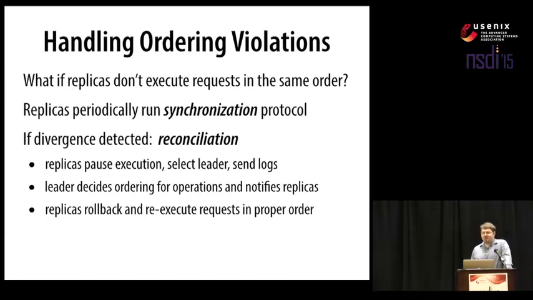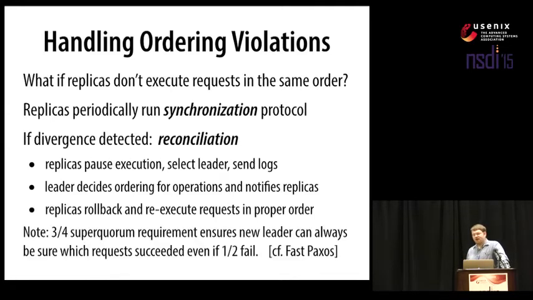I should also note that this is where the requirement for a super quorum of 3/4 of the replicas rather than just over a half on the fast path comes in. We need this so that the new leader will always be able to figure out which request succeeded, even if half of the replicas had failed. And this is the same kind of reasoning that we had in Fast Paxos.